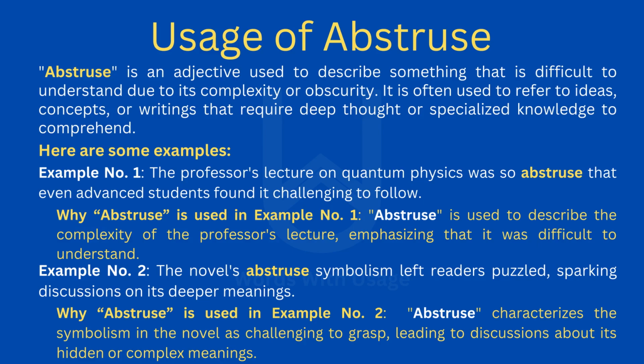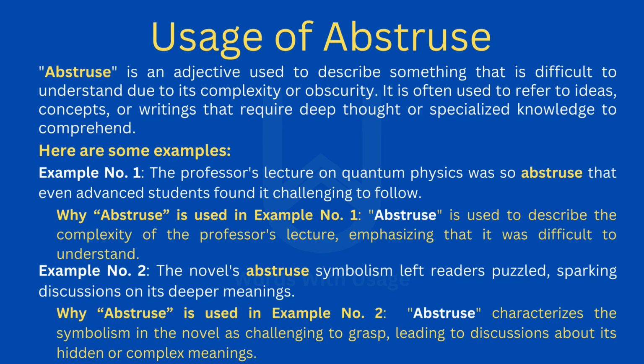Here are some examples. Example number 1. The professor's lecture on quantum physics was so abstruse that even advanced students found it challenging to follow. Why abstruse is used in example number 1. Abstruse is used to describe the complexity of the professor's lecture, emphasizing that it was difficult to understand.